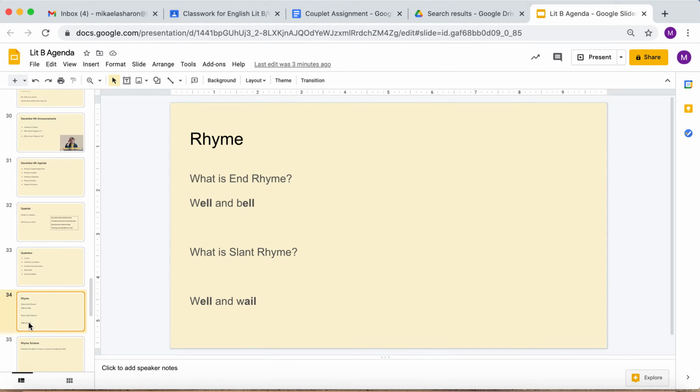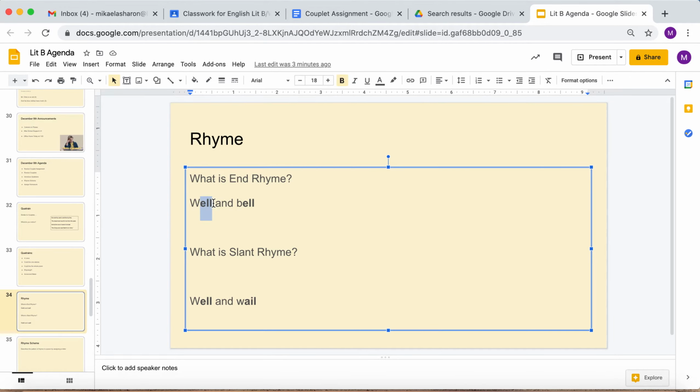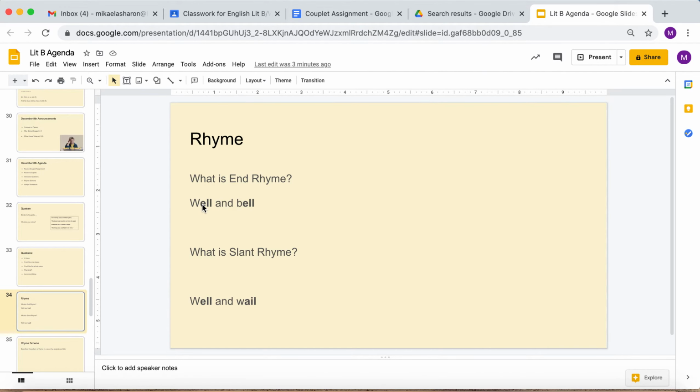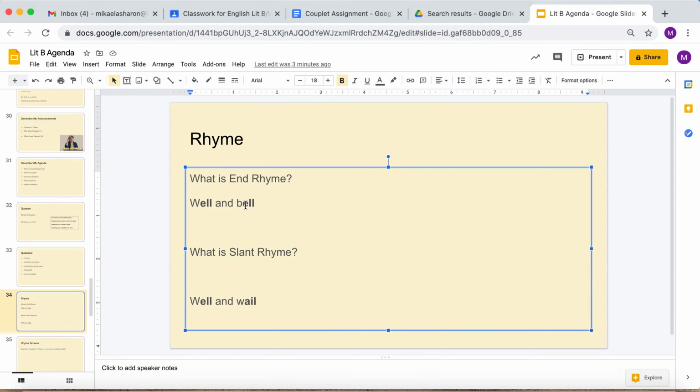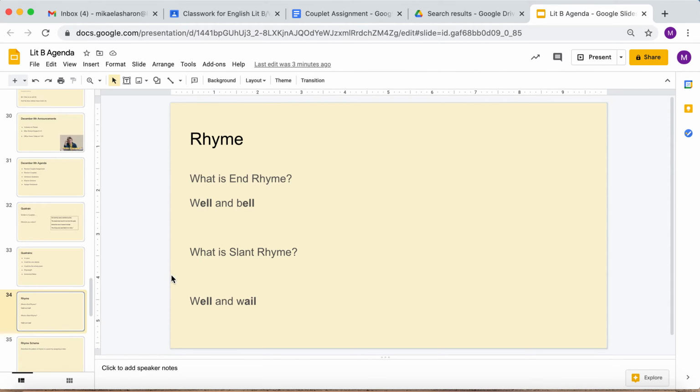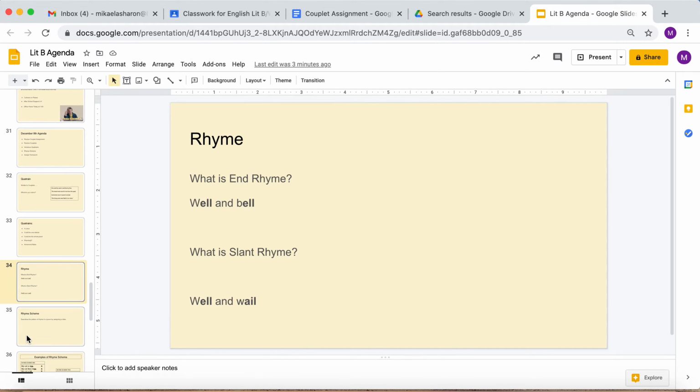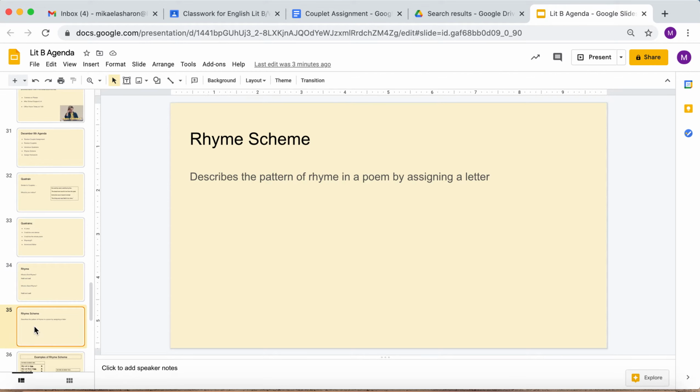We also talked today about the 2 different kinds of rhyme. We talked about end rhyme and slant rhyme. An end rhyme is when the end of the word sounds the exact same as the other words. So well and bell are an example of end rhyme. Whereas slant rhyme is when the word sounds a little bit different at the end, like well and whale. So they kind of rhyme, but not completely. So these are something to keep in mind as we're rhyming when we're creating our quatrains.